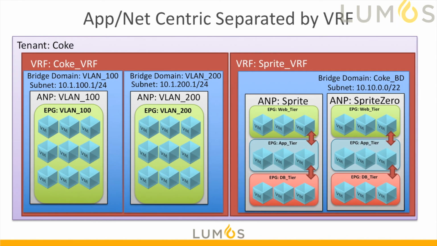If we're going to break it down into a single tenant but different VRFs, this would be another popular way of doing this. So here we've got our tenant coke. Our VRF coke is going to be the network-centric deployment. So we've got our bridge domain VLAN 100, bridge domain VLAN 200 with the matching EPGs and subnets. On the other side, we've got our Sprite VRF, which is going to be our application-centric deployment. We've got our AMP Sprite, AMP Sprite 0, each with its own endpoint groups and contracts.